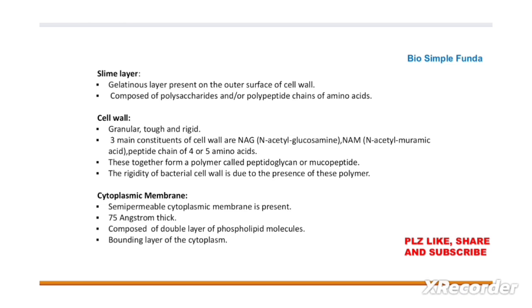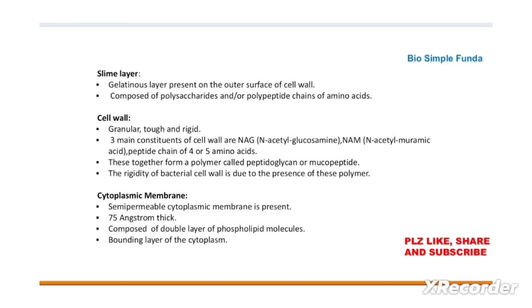Cell wall. The cell wall is tough, rigid and granular. The three main constituents of the cell wall are NAC, NAM and a peptide chain of 4 or 5 amino acids. Together these form a polymer called peptidoglycan or mucopeptide. The NAC and NAM molecules are arranged alternately and run in one direction, whereas the peptide chains run crosswise, which gives rigidity to the bacterial cell wall. If the cell wall is removed by a laboratory procedure, the naked protoplast becomes spherical.